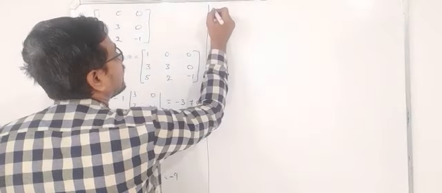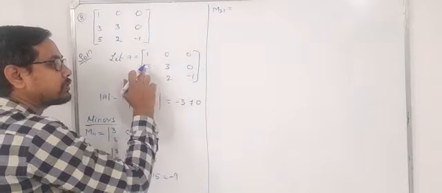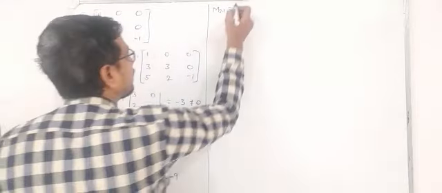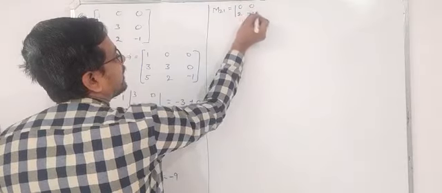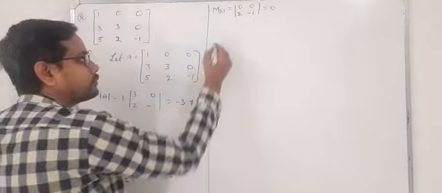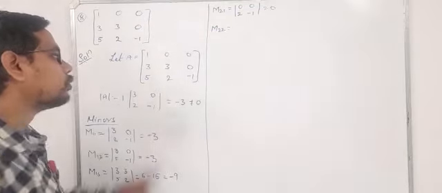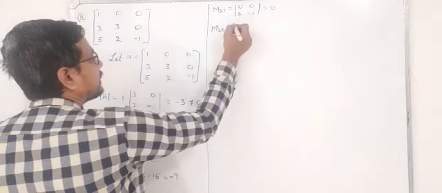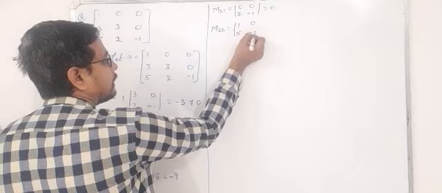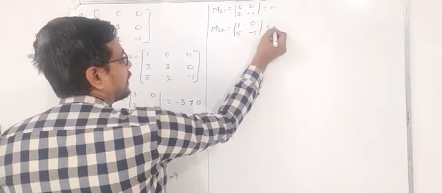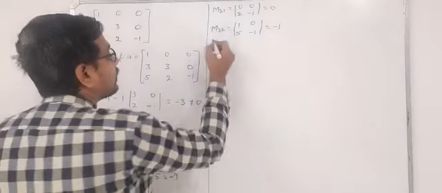Now let's move on to the next row, M21. M21 is the minor of this one, leaving this row and this column. What are we left with? 0 0, 2 minus 1. So definitely this will be 0. M22, the minor of A22, leaving this row and this column. Whatever is there, put it in a determinant. So 1 into minus 1 is minus 1, 5 into 0 is 0. So this is minus 1.